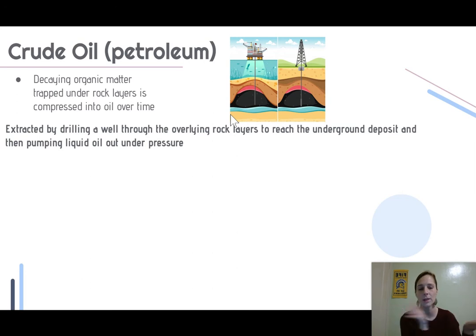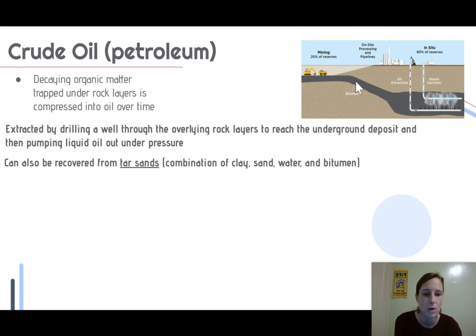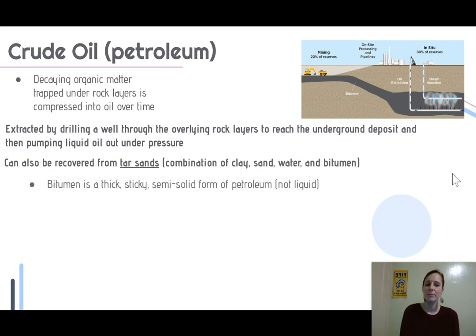But either way, regardless of oil spills, this process is going to be, again, where you pump this liquid oil up from the pressure that you're putting down there, and that's how you're going to get these deposits out from underground. Now, another option that we have, which is even less environmentally friendly, is going to be recovering this petroleum from tar sands. And tar sands are where you have a combination of clay, sand, water, and something known as bitumen. And basically you can think of bitumen like tar.